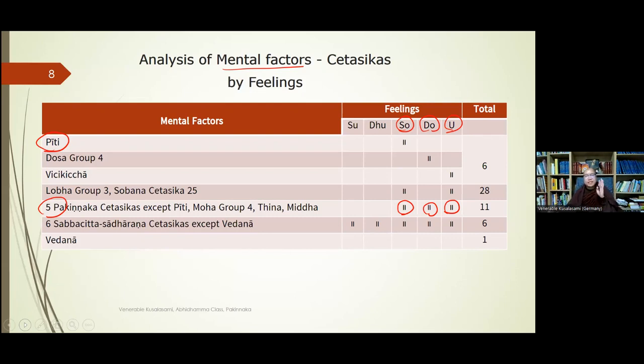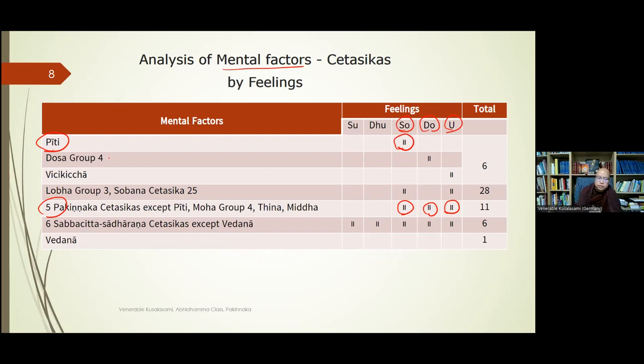Actually, out of this 6 sessions of the Abhidhammattha Sangaha, the chapter on feeling is the easiest. So that's why the piti has only one feeling.